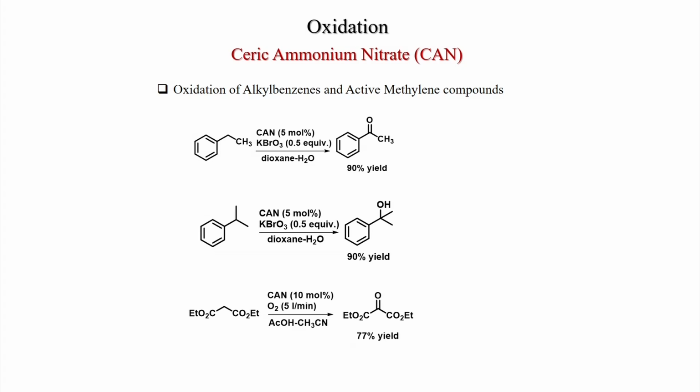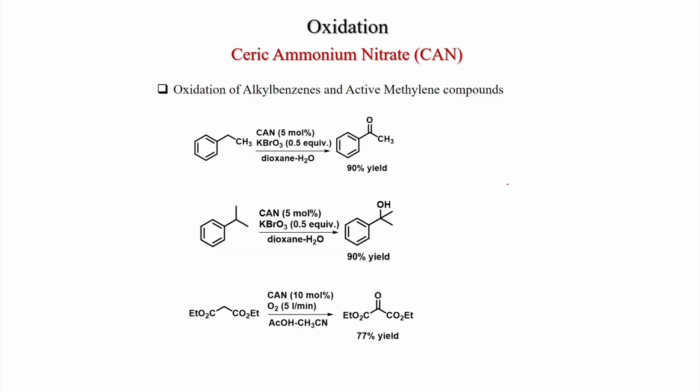And diethyl malonate, here also this proton is quite acidic, and under this condition it has been found, ferric ammonium nitrate 10 mole percent, oxygen 5 liter per minute, acetic acid acetonitrile solvent, it can give this ketoester product. So, what will be the mechanism of this reaction?